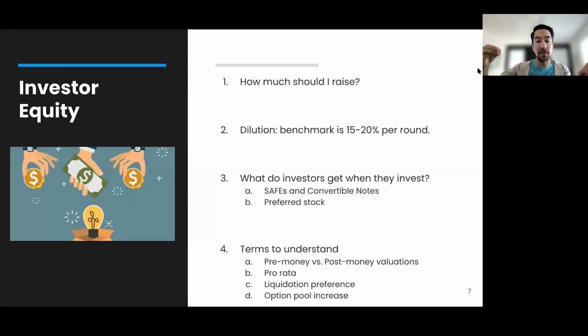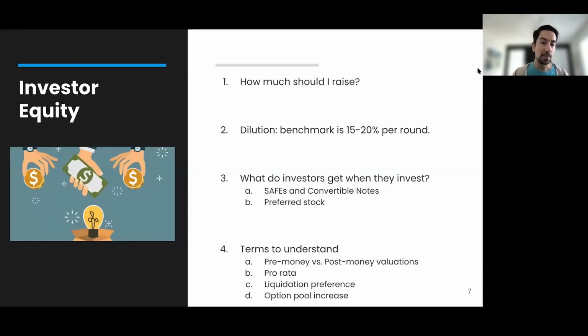and many investors want to own 10 to 20% of your company at every round. So you might have different investors at each round, but they each want to own 10 to 20%. And then they'll get pro rata rights, which means they can essentially protect a lot of that ownership percentage as you continue to grow and do subsequent rounds.